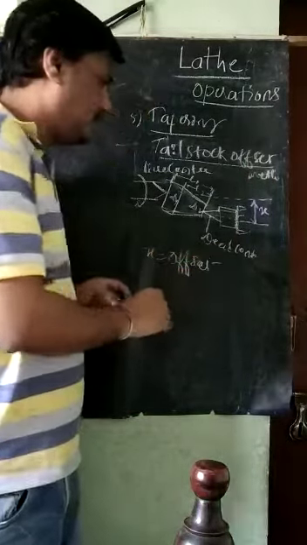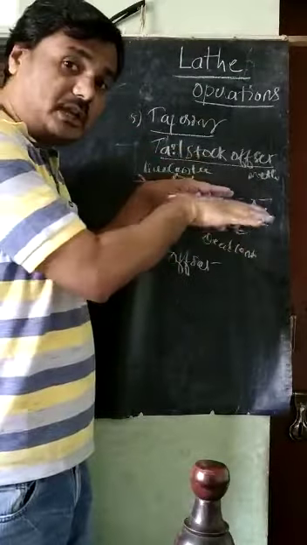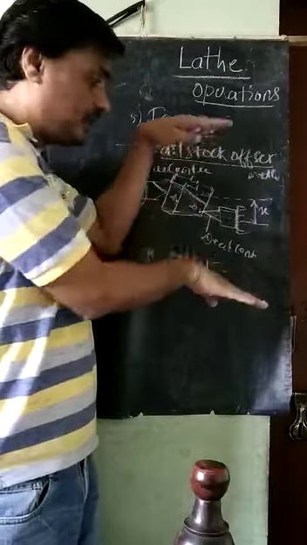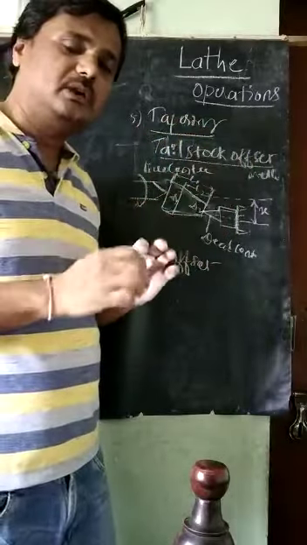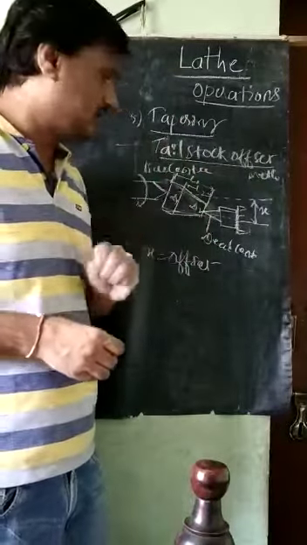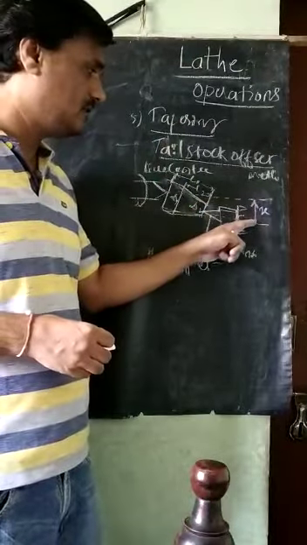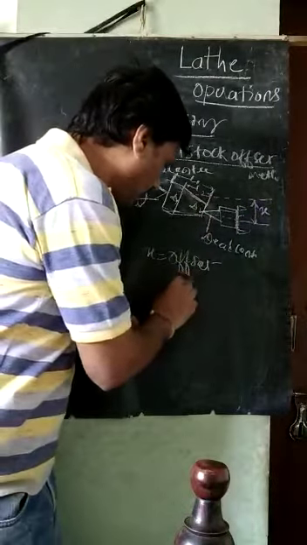X is the offset, meaning how much the dead center fitted in the tailstock has been offset. It is moved and fitted, so that arrangement has to be made. That method is called the tailstock offset method. How much distance it is offset is x.